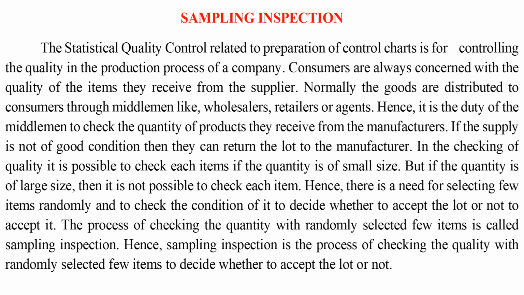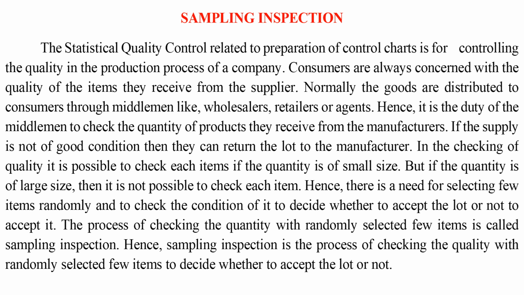Sampling inspection. The statistical quality control related to preparation of control charts is for controlling the quality in the production process of a company. Consumers are always concerned with the quality of the items they receive from the supplier. Normally, the goods are distributed to consumers through middlemen like wholesalers, retailers, or agents. Hence, it is the duty of the middlemen to check the quantity of products they receive from the manufacturers. If the supply is not of good condition, then they can return the lot to the manufacturer.